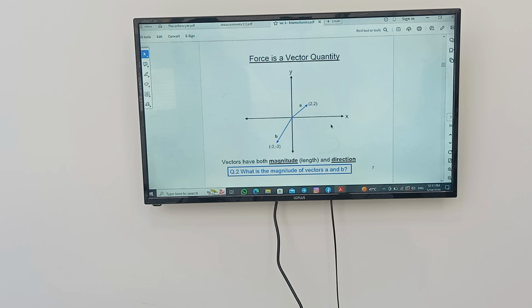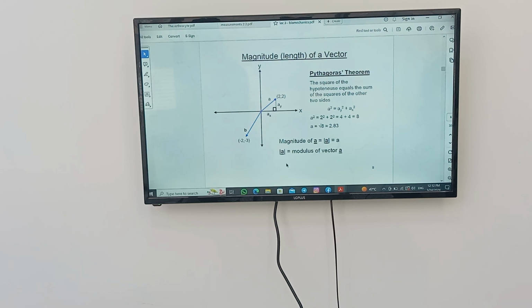Force is a vector quantity. Vectors have both magnitude, which means length, and direction. We have here the y-axis and the x-axis, and vectors will have both length and direction. Magnitude or length of a vector: we're going to use the Pythagoras theorem.